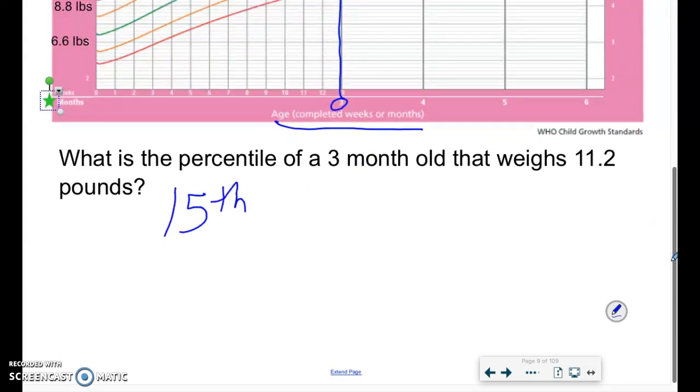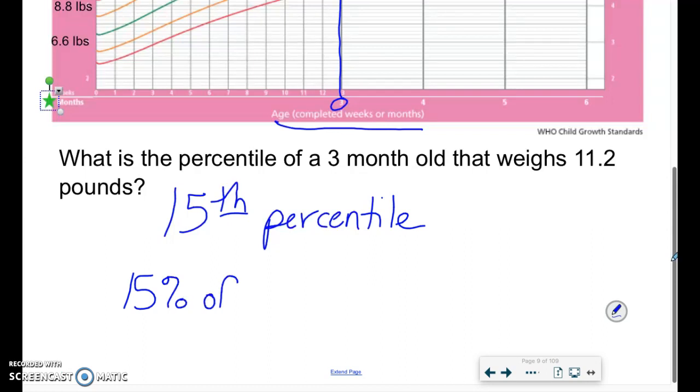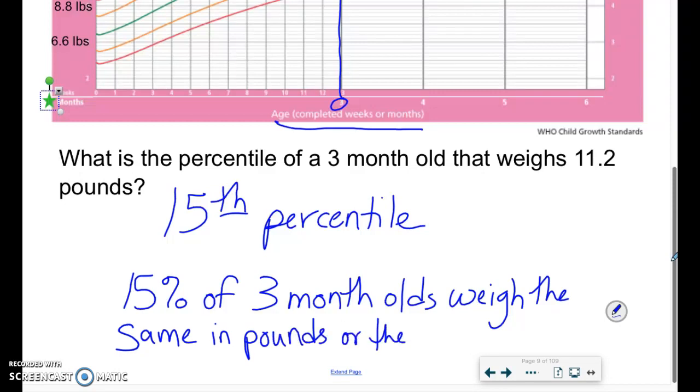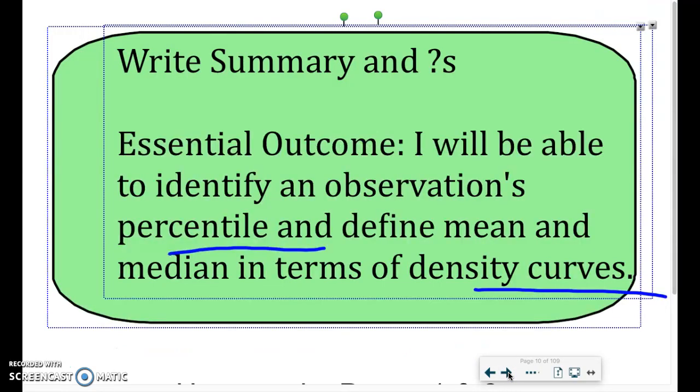So 15th percentile. Again, what does that mean? That means 15% of all the other kiddos who are 3 months old either weigh the same in pounds as this particular kiddo, or they weigh less. All right, so welcome to percentiles.